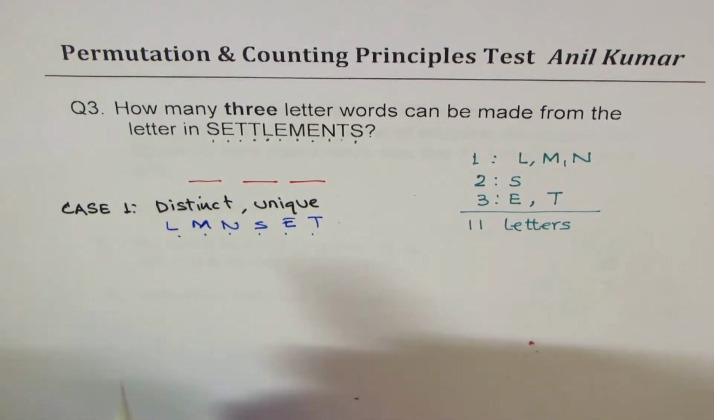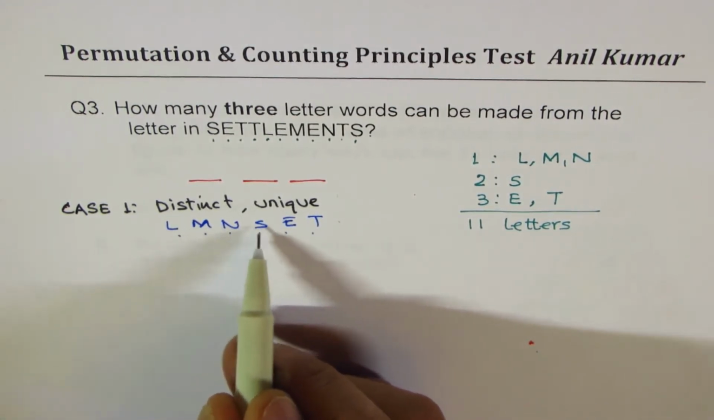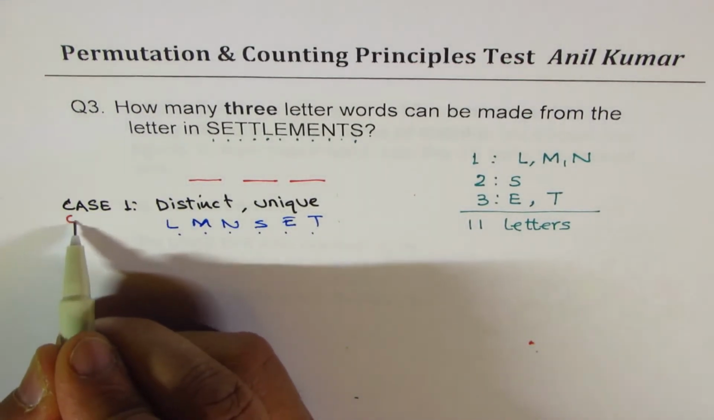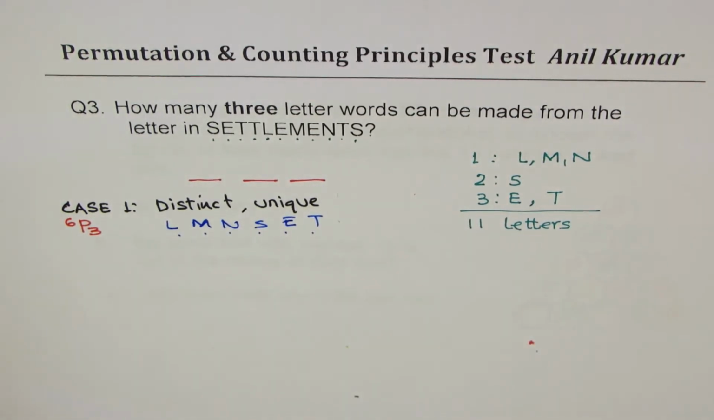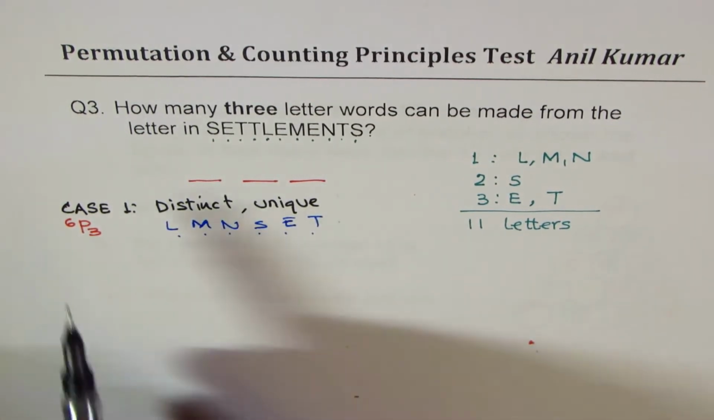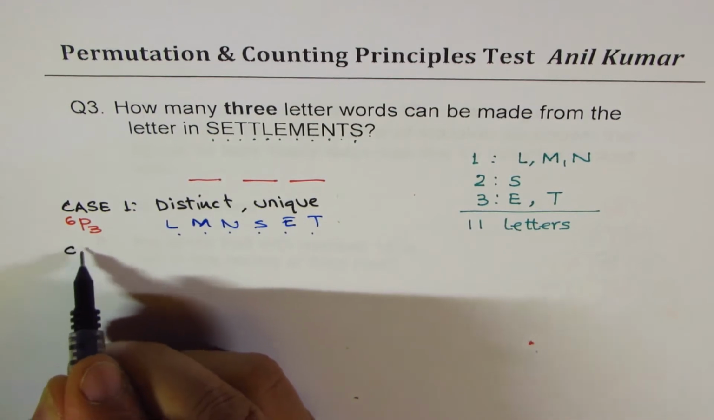So for case 1, we are looking at 6 letters, and from there we have to select 3 positions. Does it make sense to you? So that is how we have to do it. So case 1 is clear. Now let's do case 2.